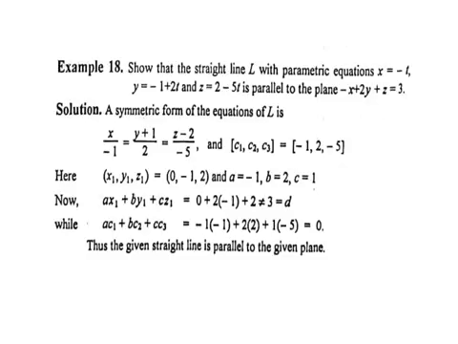That means we have ac1 plus bc2 plus cc3 equals minus 1 times minus 1 plus 2 times 2 plus 1 times minus 5, which gives 0. This shows that the given straight line is parallel to the given plane, and this is the required solution.